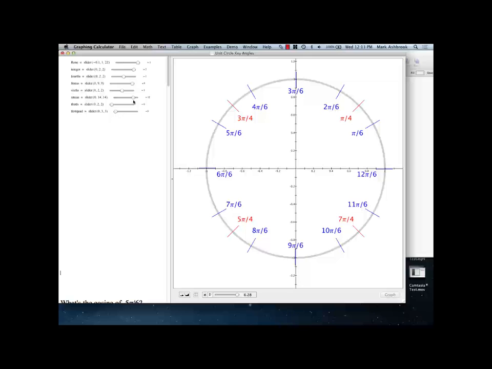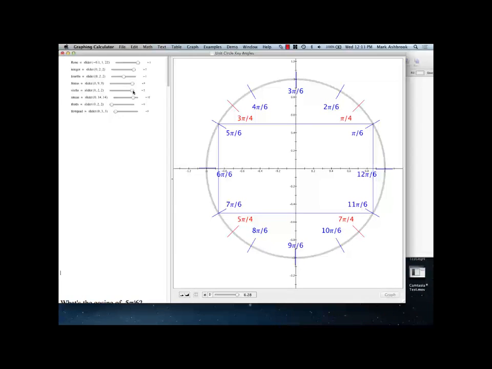The reason I'm telling you this is that it's a nice way to create your quiz without having to memorize anything. If you just know how to count, and you know that you're counting pi over 4s and pi over 6s, then you have all the radian measures. Now some of these simplify, right? So which ones don't simplify?